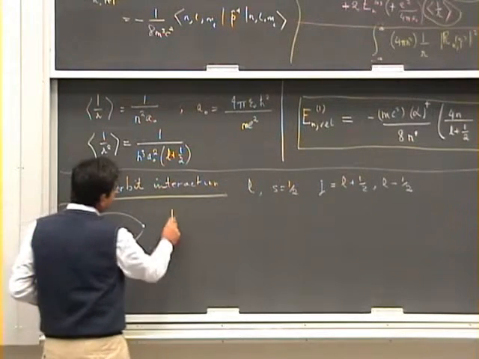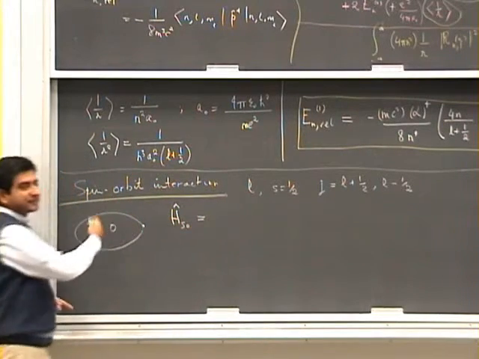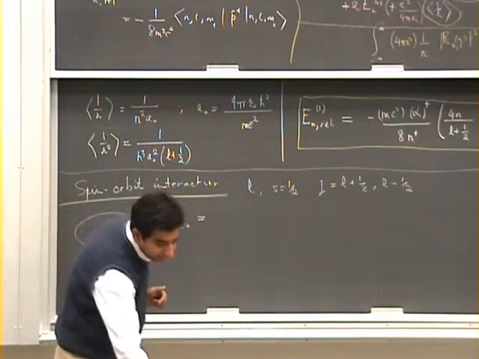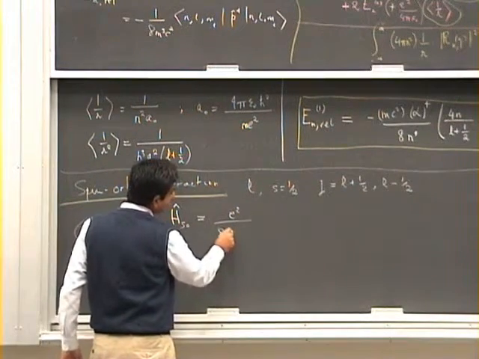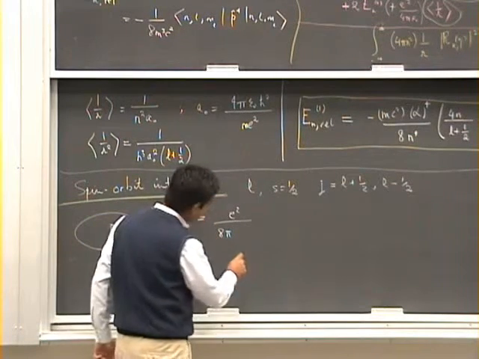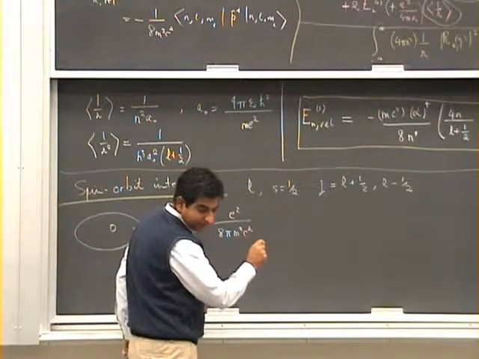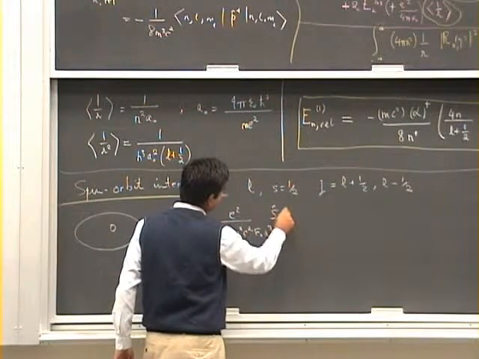So the spin-orbit interaction, and then there are certain relativistic corrections to this as well, because we have a non-inertial frame. The spin-orbit interaction turns out to be equal to e squared over 8 pi epsilon naught m squared c squared r cubed, S dotted with L.